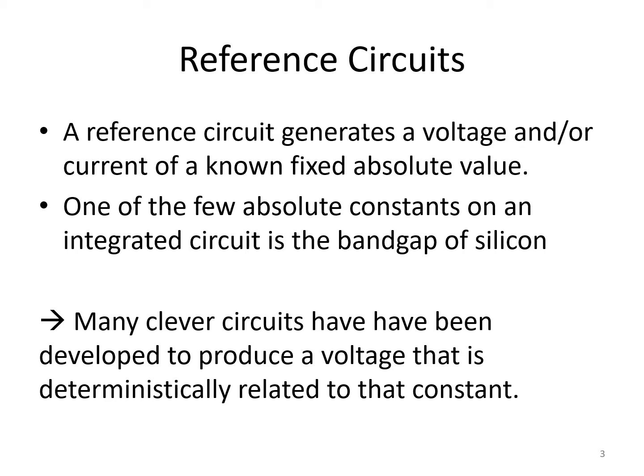Some of them produce a voltage that's actually equal to the band gap of silicon through clever combinations of transistors and other devices. Even though the transistor and resistor values may vary over PVT, somehow the voltage they produce depends only on the band gap of silicon itself. Sometimes it's actually equal to the band gap of silicon. Sometimes it's a sort of fixed ratio of the band gap of silicon. So such reference circuits are often called band gap reference circuits, and they will be our focus.